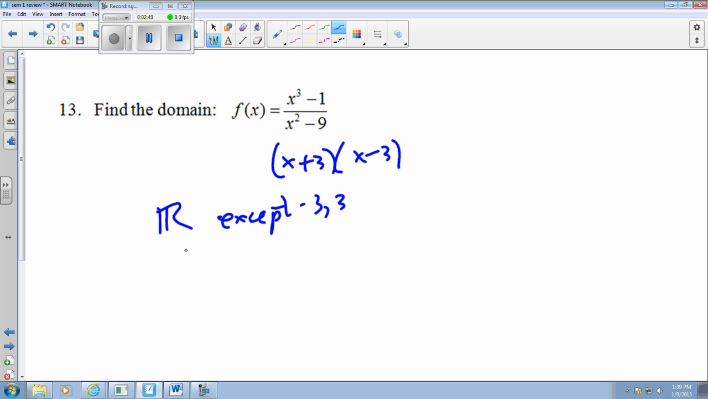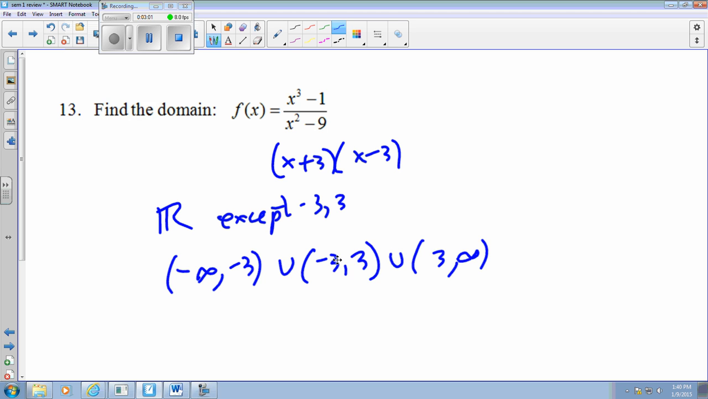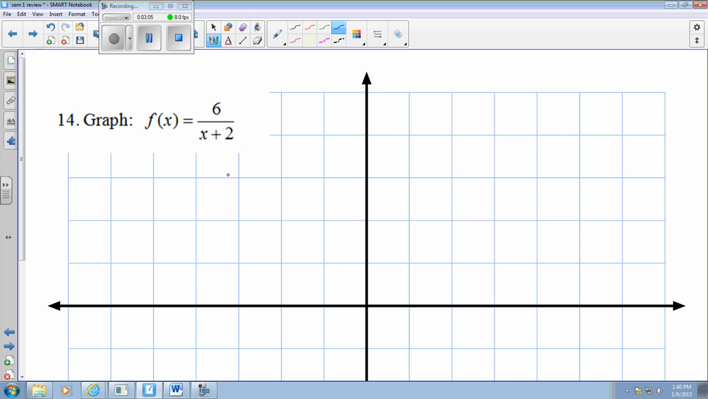The other way to write that in interval notation would be from negative infinity to negative 3, union negative 3 to 3, union 3 to infinity. You should know both interval notation and set builder notation.